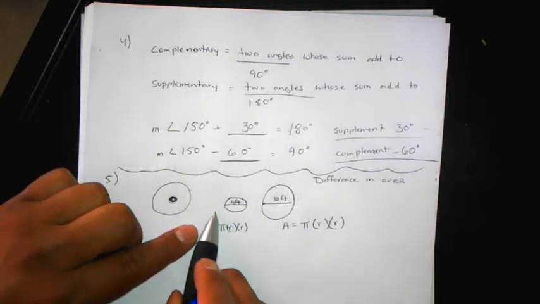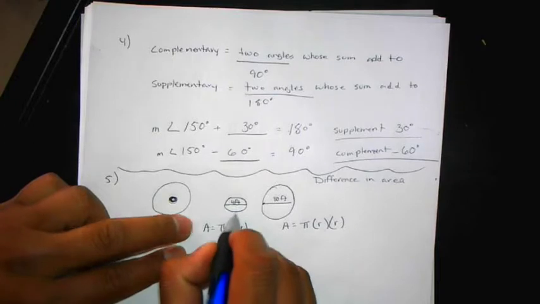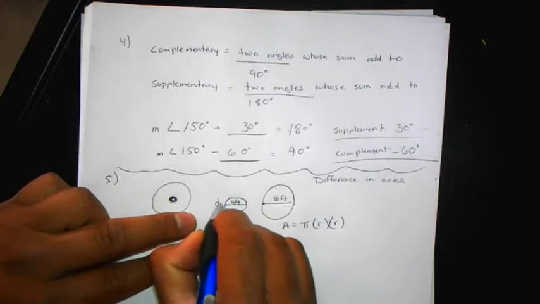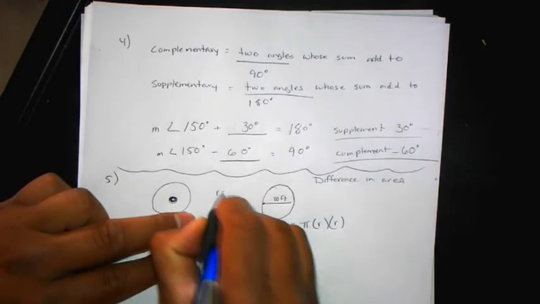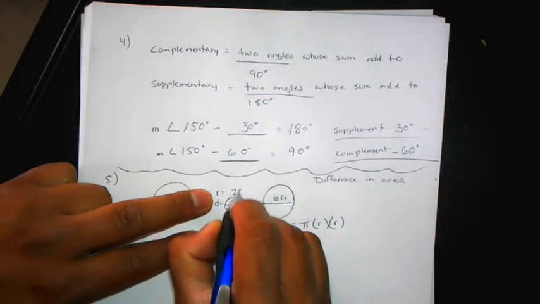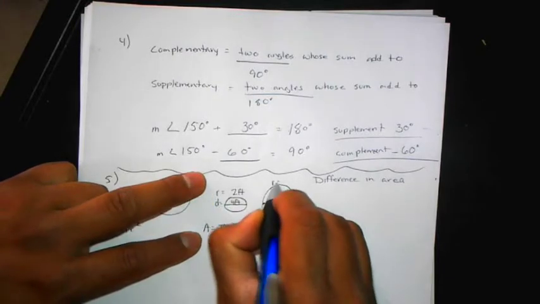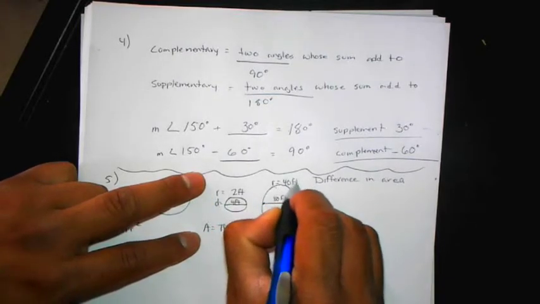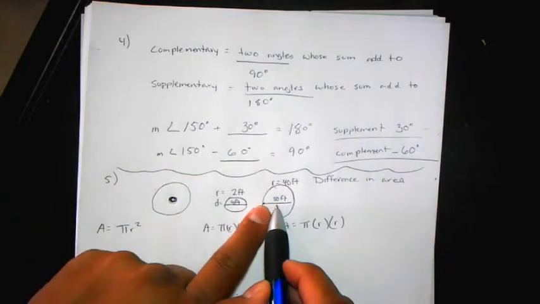Now I'm just going to follow my steps. What is my radius? If this is my diameter, my radius is half of that. So here it would be 2 feet. Here it would be 40 feet. Remember, a radius is just the halfway point.